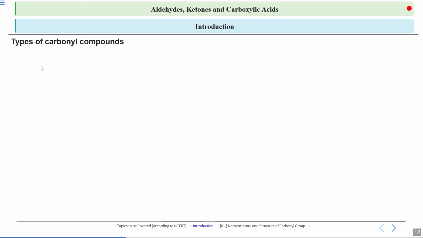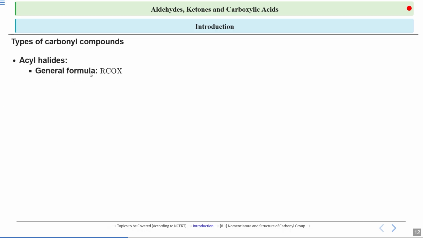Now the next type of carbonyl compound which we will see is acyl halides. These are the next type of compounds, called acyl halides. Acyl halides are derived from carboxylic acids by replacing the hydroxyl group with a halogen atom. In a carboxylic acid it is R, C double bond O, OH. So in acyl halides, you replace the hydroxyl group with a halogen atom.